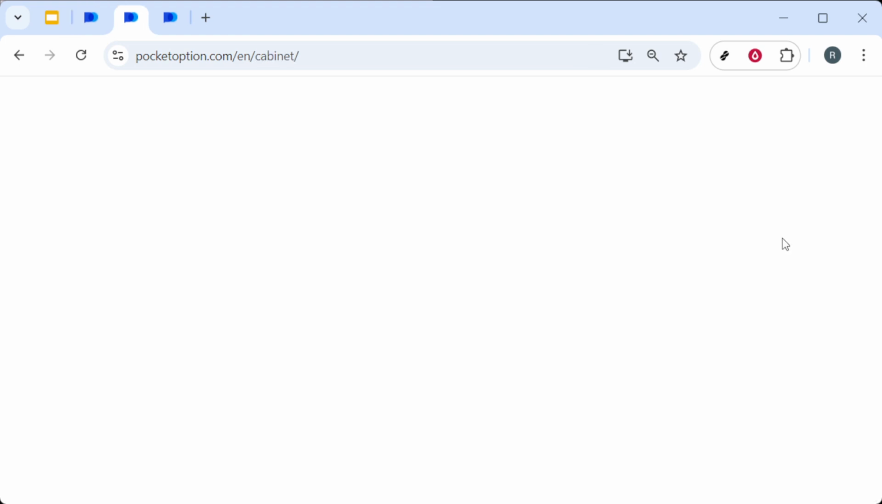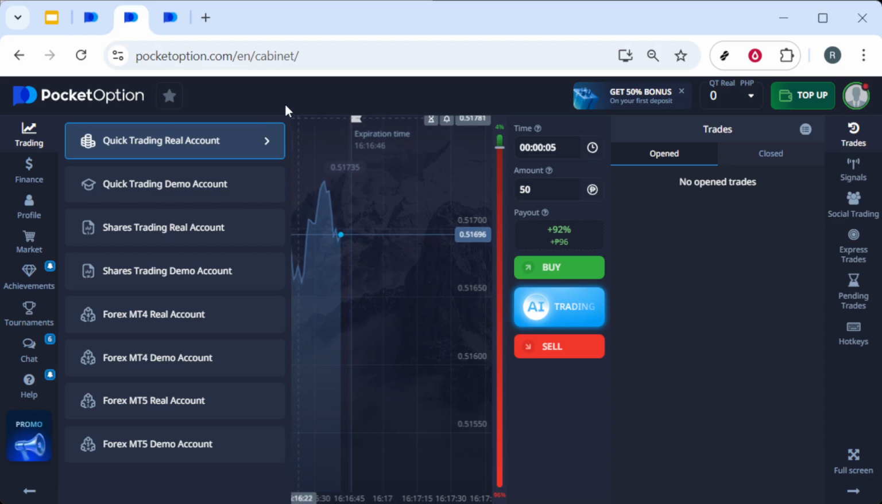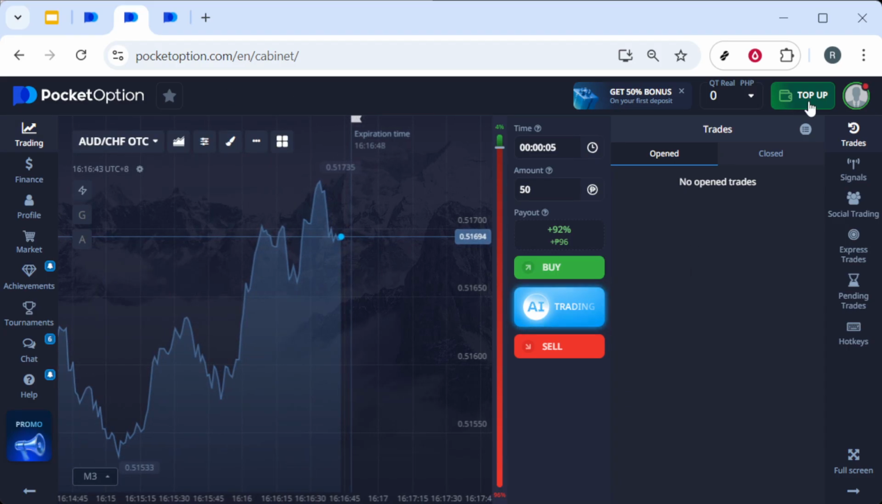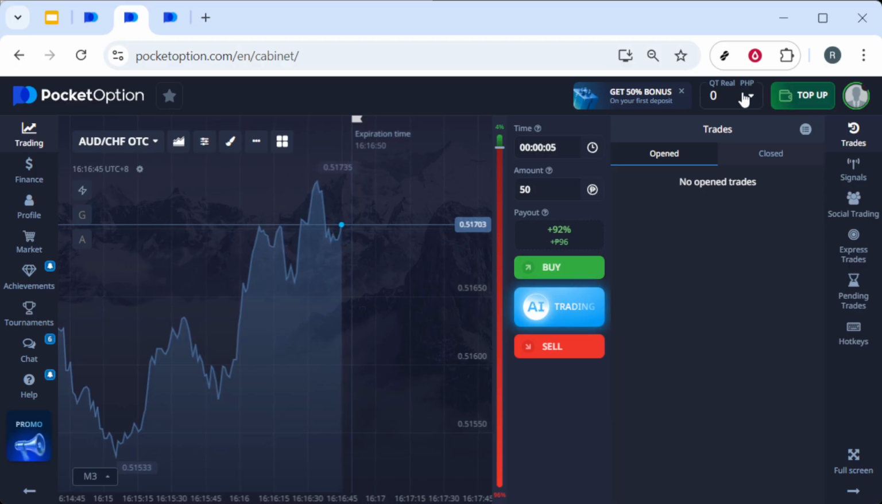Before you place any trades, check that your account has funds available. You'll see your balance on the platform. If you're just learning, it's perfectly fine to use a demo balance so you can practice without risking real money.